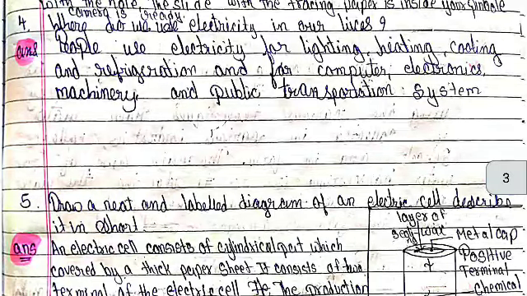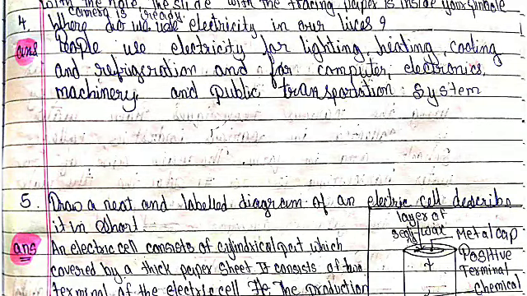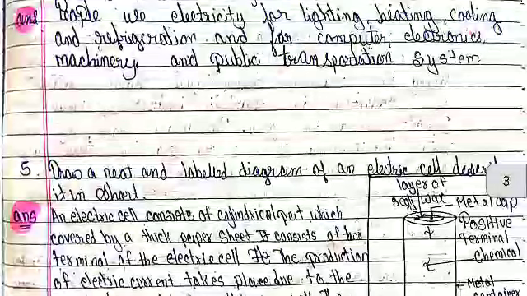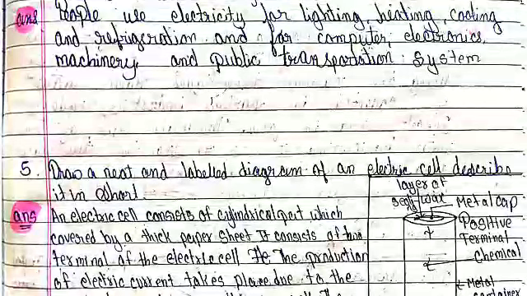It's ready. Fourth number, where do we use electricity in our lives? People use electricity for lighting, heating, cooling and refrigerator, and for computer, electronics, machinery and public transportation system.